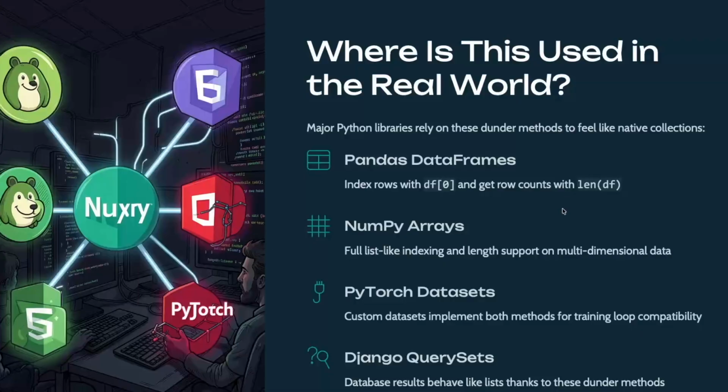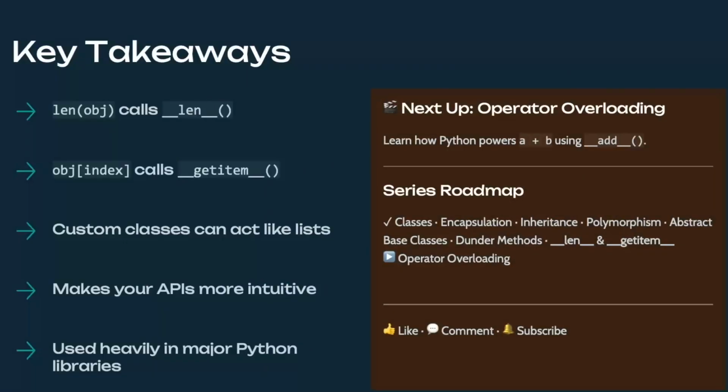Now, this was a quick video, and let's quickly recap what we've learned today. When we write len(obj), what's actually being called is obj.__len__(). When we write obj[index], we're actually calling __getitem__. By implementing these Dunder methods, custom classes can behave like built-in Python collections. This makes APIs cleaner, easier to use, and more intuitive. And it's also a technique used heavily throughout the Python ecosystem.